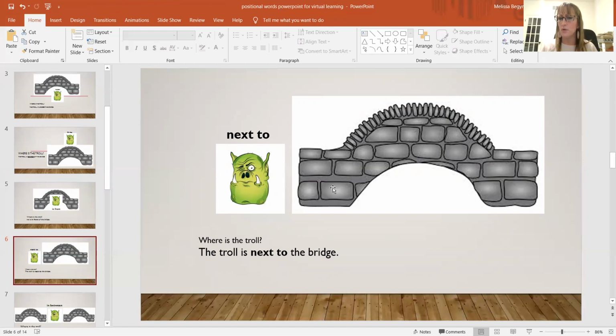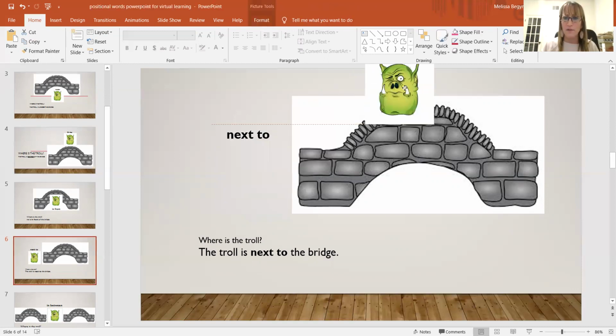Where is the troll? Well, he's not on top of the bridge, he's not in front of the bridge, and he's not below or underneath the bridge. He is next to the bridge. Very good. Next to is another positional word because that's where the troll is. That's his position in relation to the bridge. He is next to the bridge.